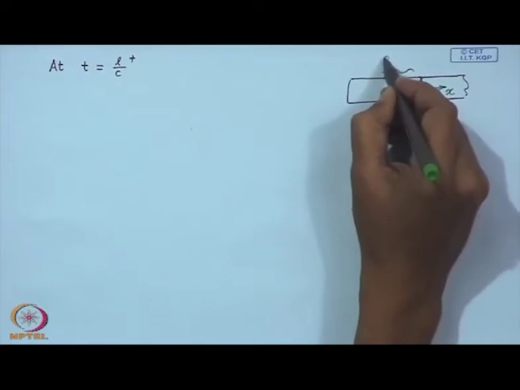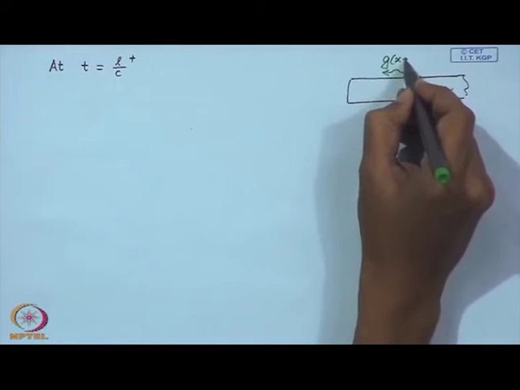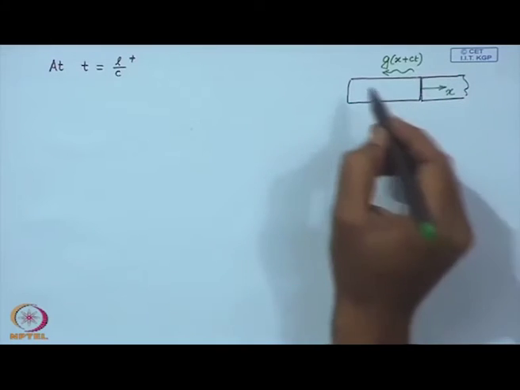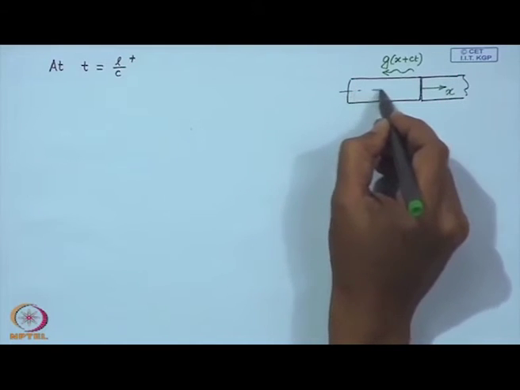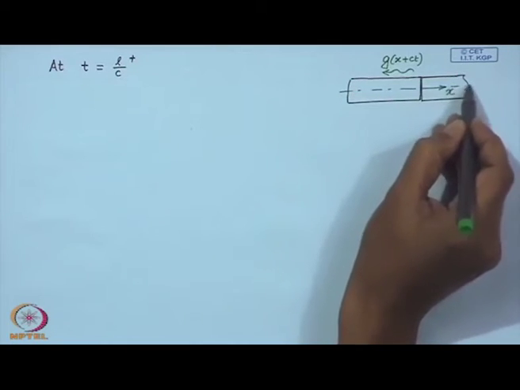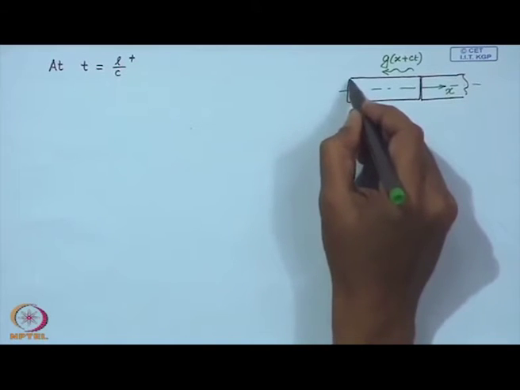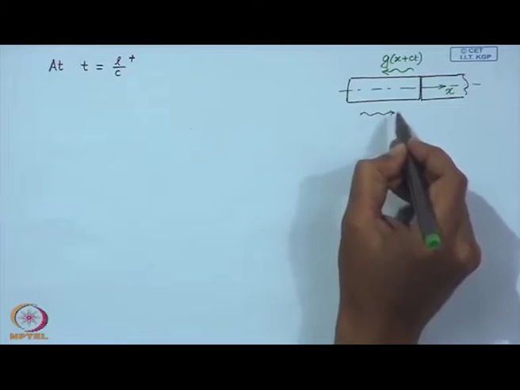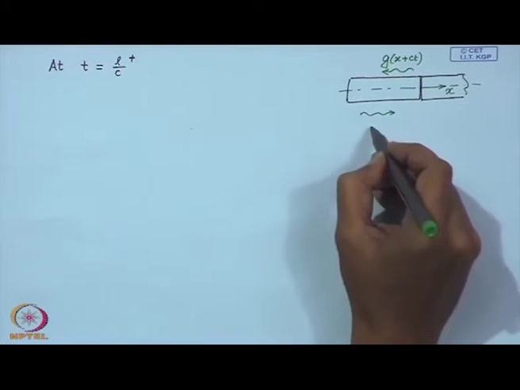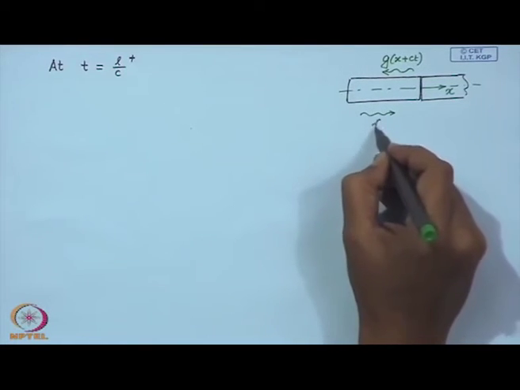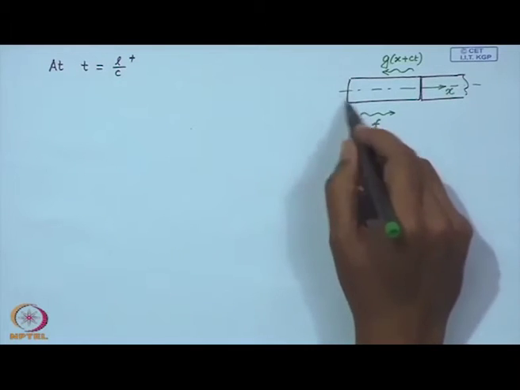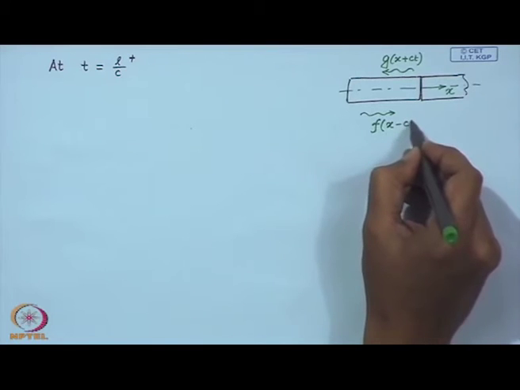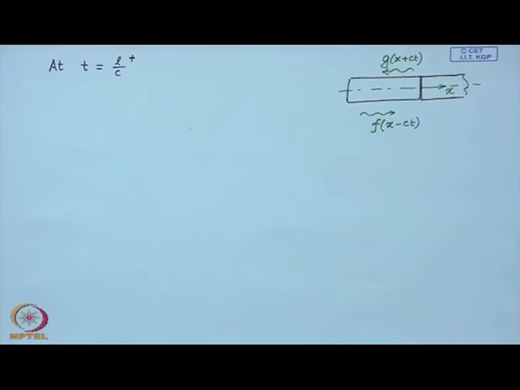There was a wave propagating in the negative x direction, and once this wave reaches the free end of the bar, it is going to reflect back in the bar. So, let us represent this reflected wave from the free end as f(x minus ct).